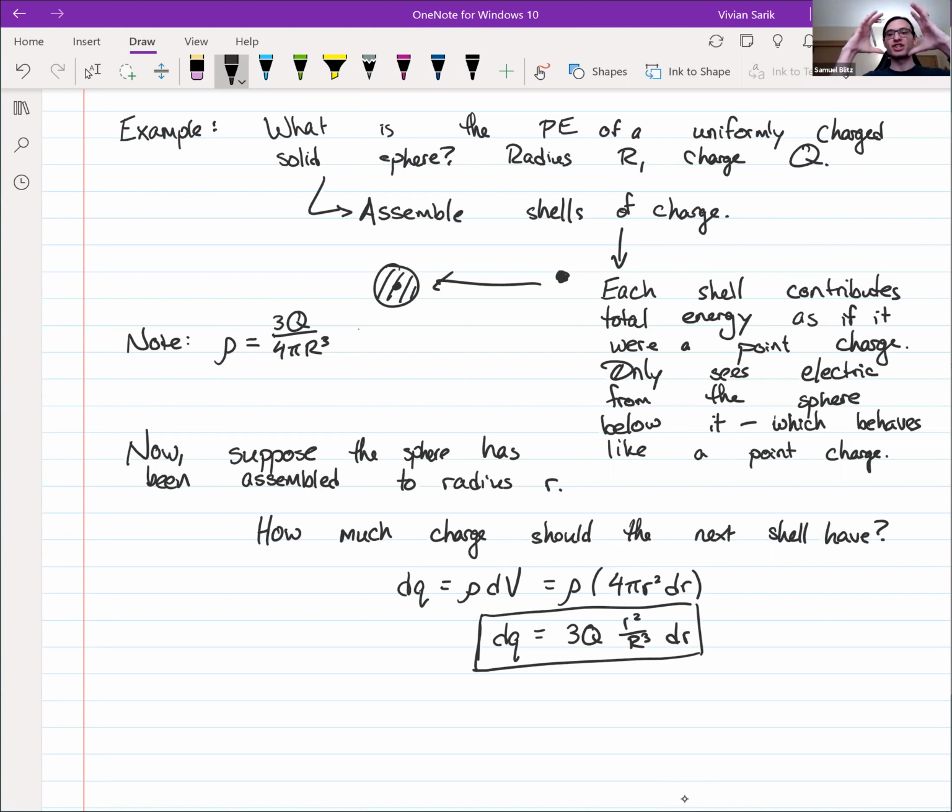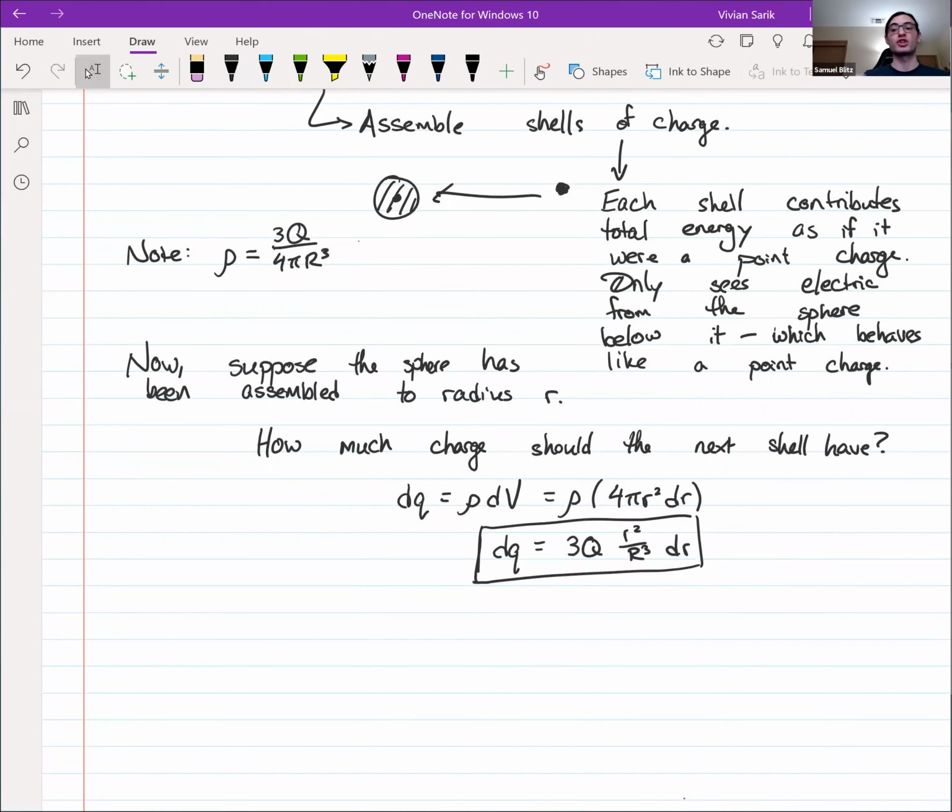So now you can imagine that shell, which had that much charge smeared out over it, we grab all of it and clump it up into a single point and bring that point in from infinity. We also need to know how much charge the sphere has, because that will affect how much energy it gains when it comes in.